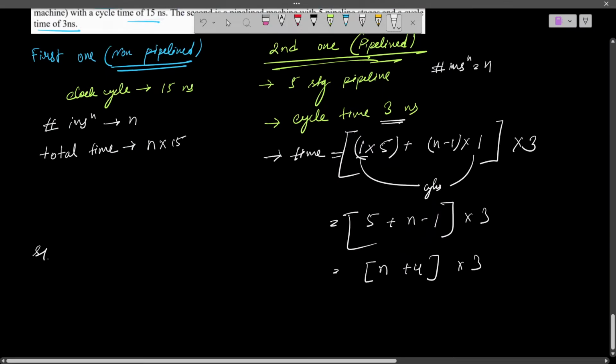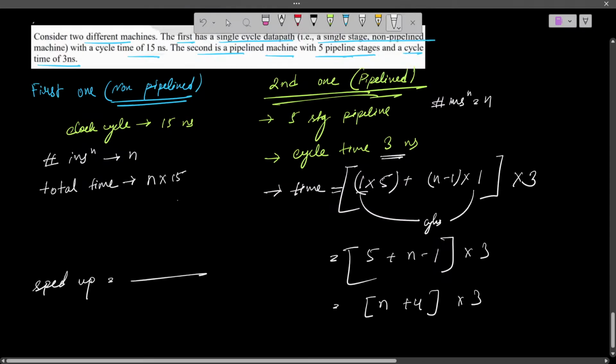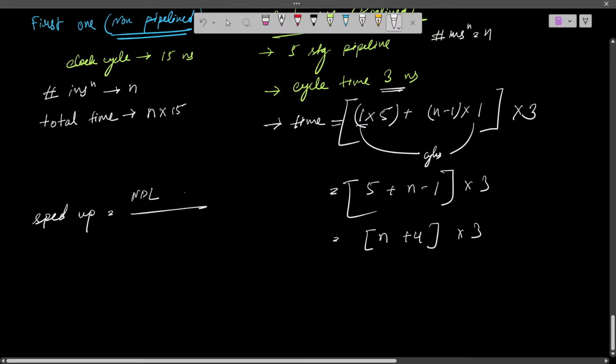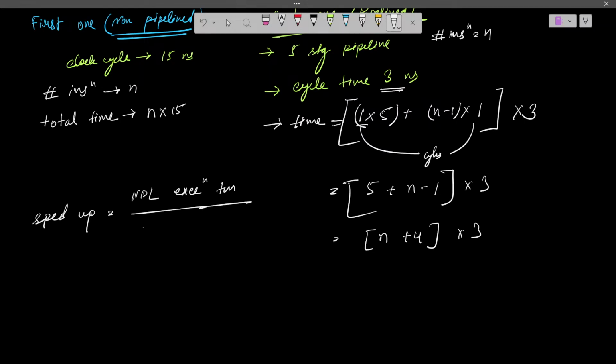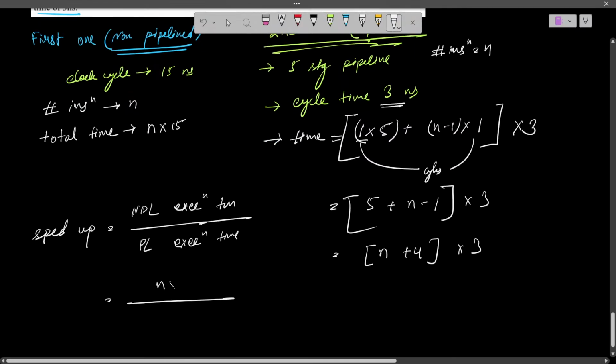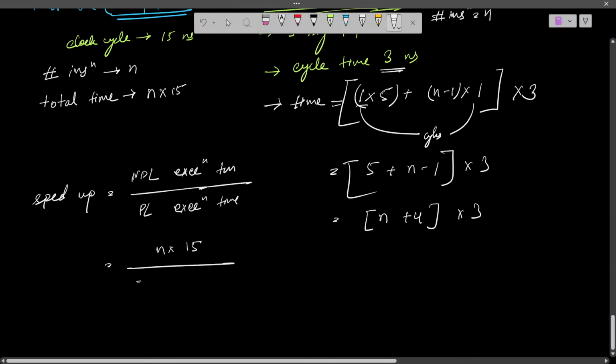So speed up will be, what did we write? Non-pipeline execution time upon pipeline execution time. Non-pipeline was n into 15, and this will be n plus 4 multiplied by 3.